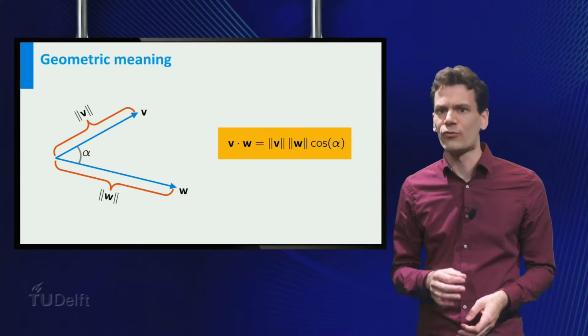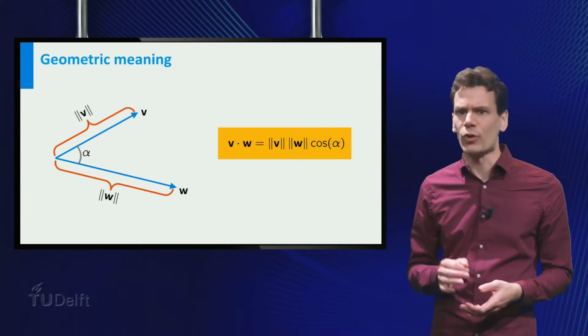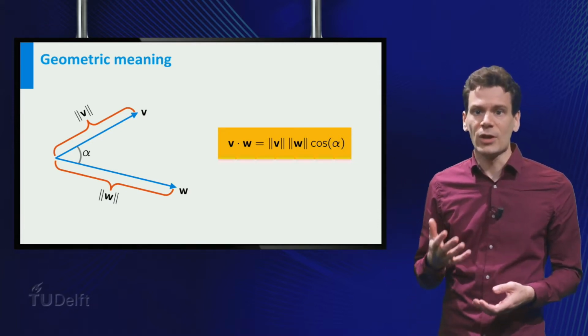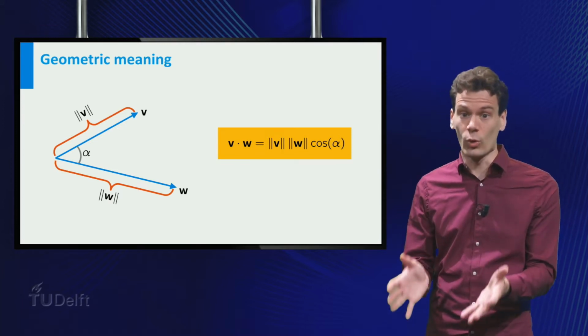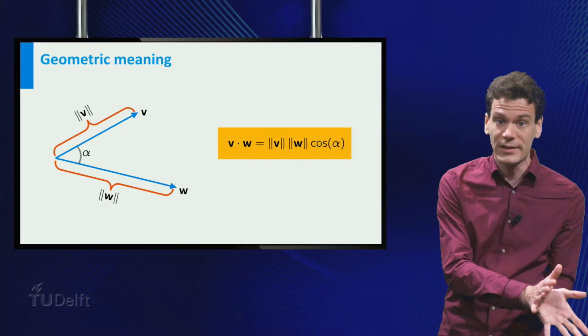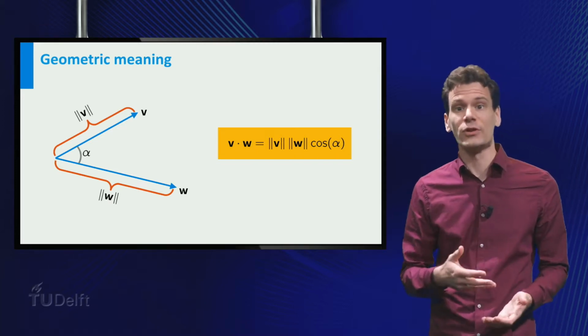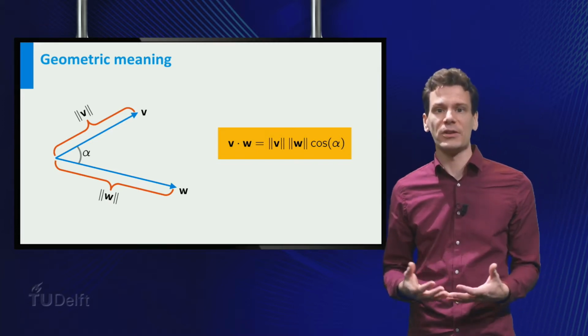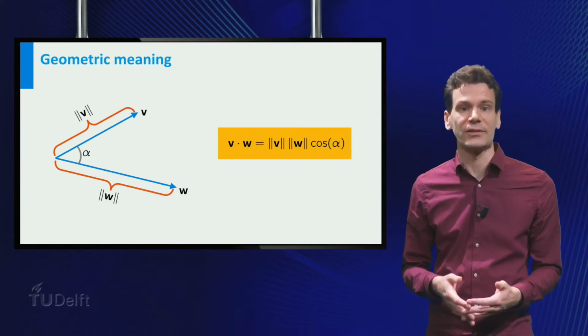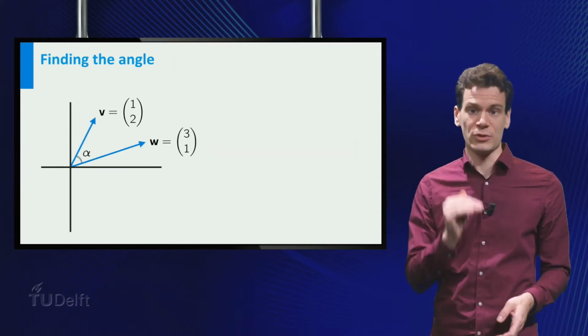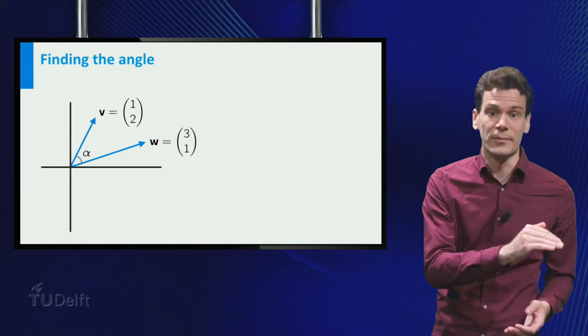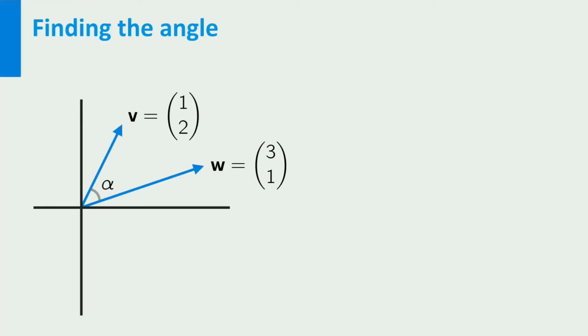I will not prove this formula here, but let's think about it for a moment. You see that the dot product can be expressed in terms of geometric properties of the vectors, their norms, and the angle between them. Let me give you an example of how this property can be used to easily find angles between vectors. Consider the vectors (1, 2) and (3, 1). To find the angle, we can use the relation we just saw. We can rewrite this formula as follows.